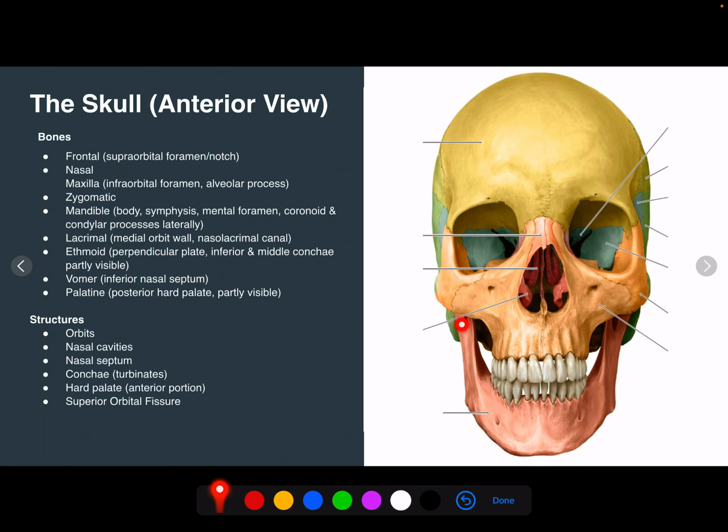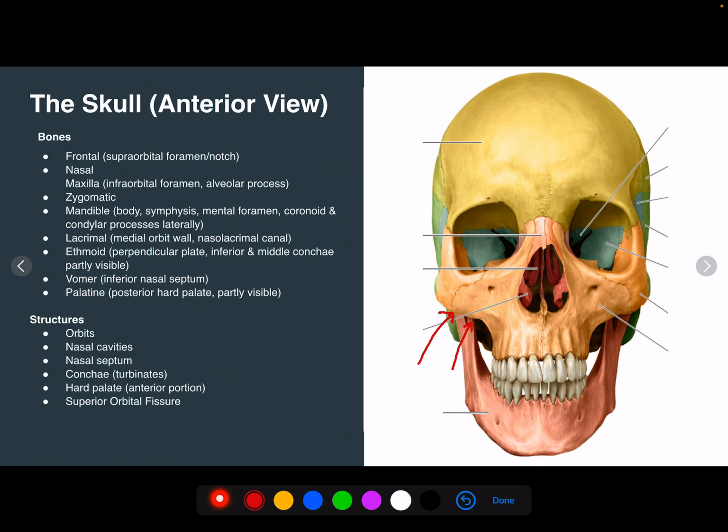Moving on to our mandible. That is going to be our inferior jaw. We have a horizontal body here. We have the mental foramen. We have our midline symphysis. And then from this view, kind of tough to see, but you should be able to see these two areas here. But you can't really see the condylar process, which articulates to form the TMJ.